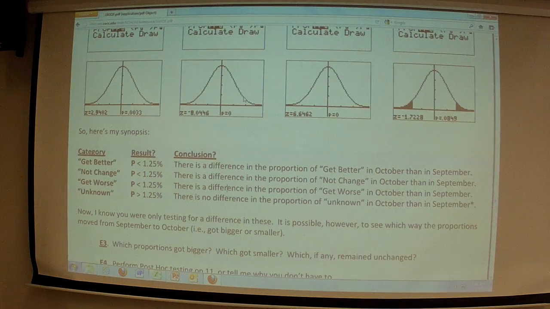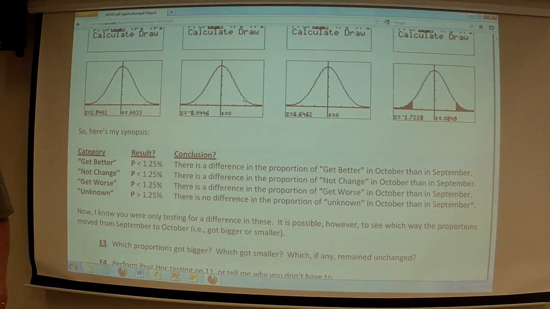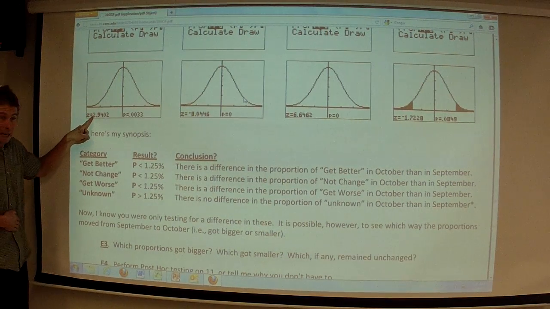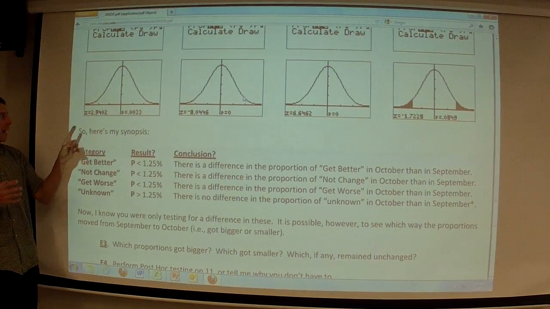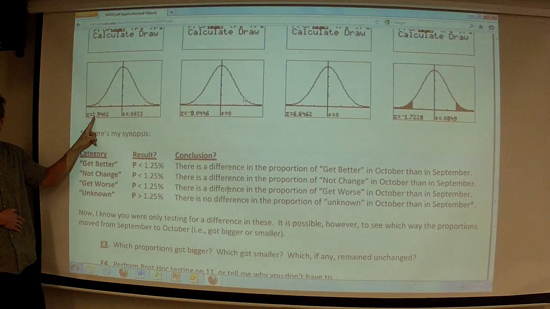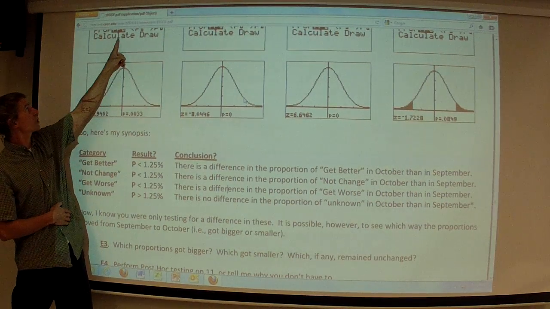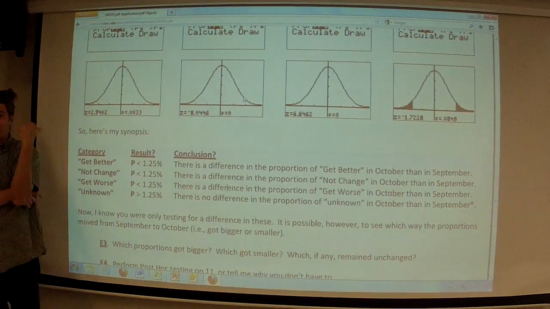How can we decide that? Look at the Z's. This is why I have you write these down all the time. It's really for interpretation. Z is 2.9 what? 2.9 standard deviations, and it's positive, away from the mean. Positive, so it's this way, which means the percentage that said get better is higher than it was a month ago.